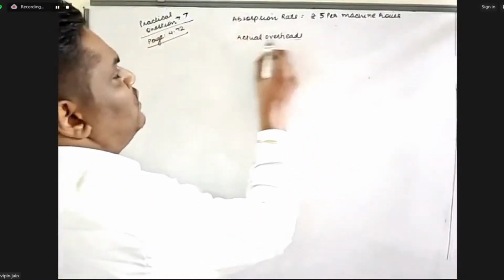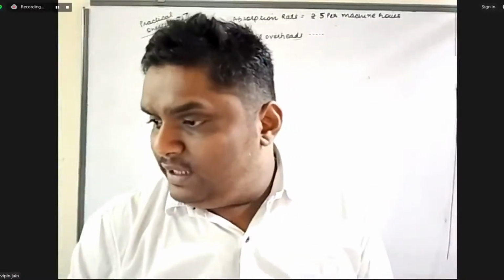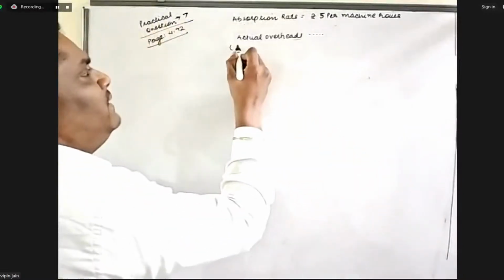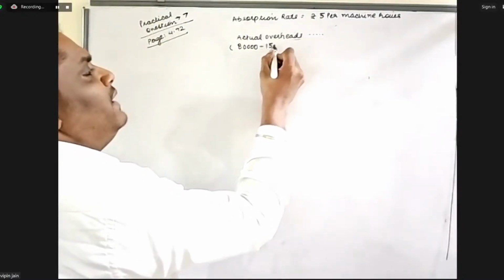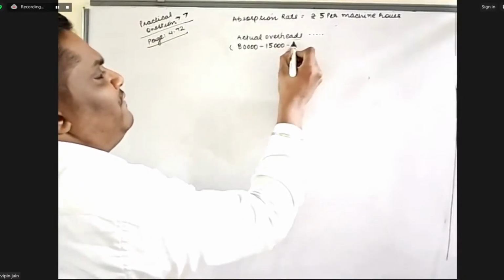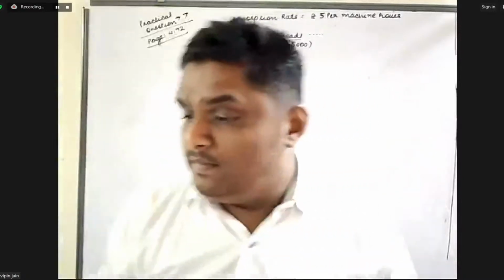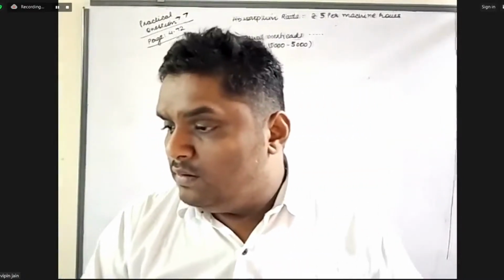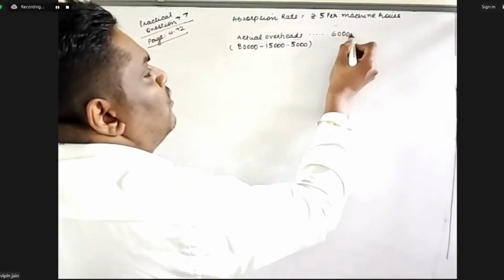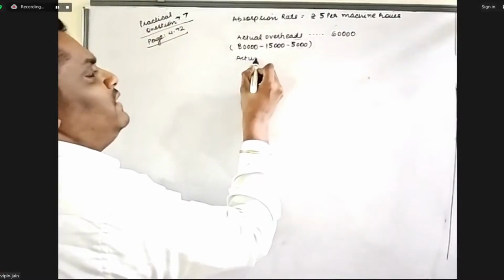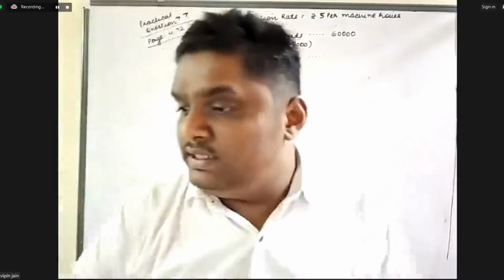So when talking about the actual overhead, 80,000 is my overhead. 15,000 being the extraordinary item will be deducted, and 5,000 not related to the current year will be deducted. So my actual overheads will be 60,000. Further, the actual hours are given in the question, that is 10,000 hours.